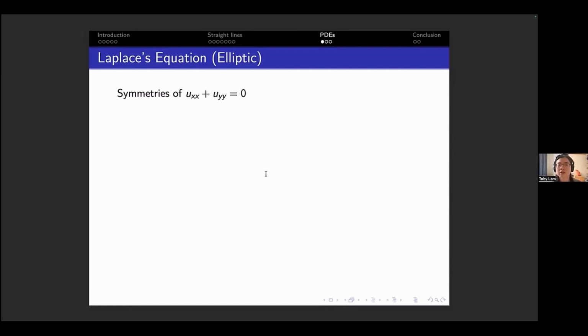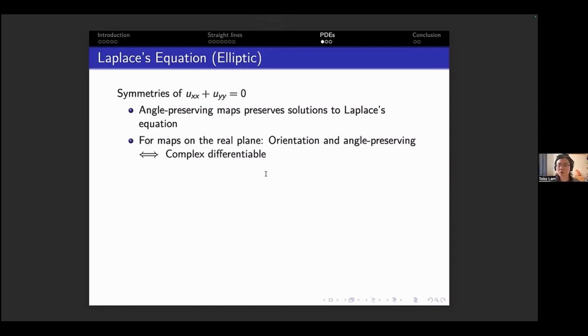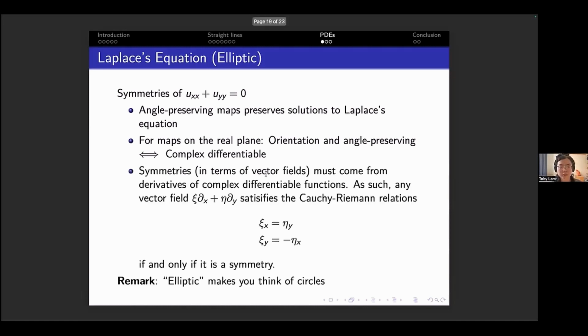How do we usually solve it? We usually do some sort of complex analysis. Why is complex analysis relevant here? That's because there are going to be some conformal maps. We know that angle-preserving maps preserve solutions to Laplace's equation. And we also know that orientation and angle preserving maps are exactly complex differentiable maps. As such, the symmetries, in terms of the vector fields, are going to come from the derivatives of complex differentiable functions. And so we would expect the Cauchy-Riemann relations from complex analysis to gradually come into play.